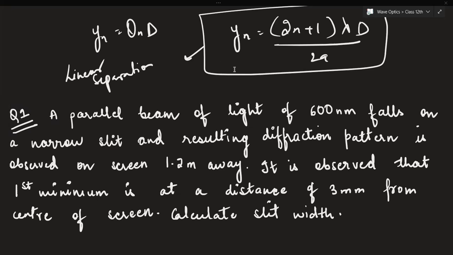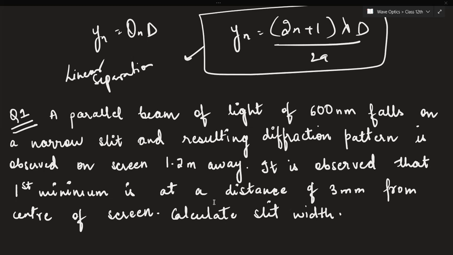Yes, class. Separation between screen and slit. Good, Fahad. Capital D. Separation between screen and slit is capital D. Why am I saying this? Because be particular about it. Otherwise, you will get confused whether it was small d or capital D, because in the formula you have both the d's. And it is observed that the first minimum is at a distance of 3 millimeter from the center of the screen.